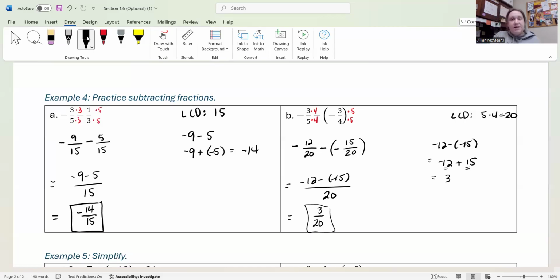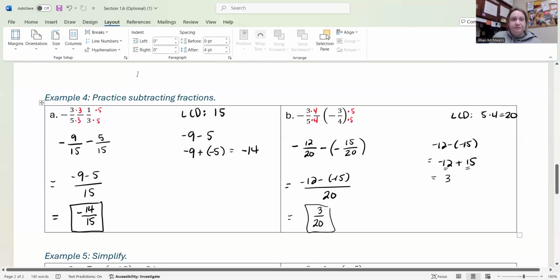Okay? So that's example 4. Let's go ahead and look at examples 5 and 6.